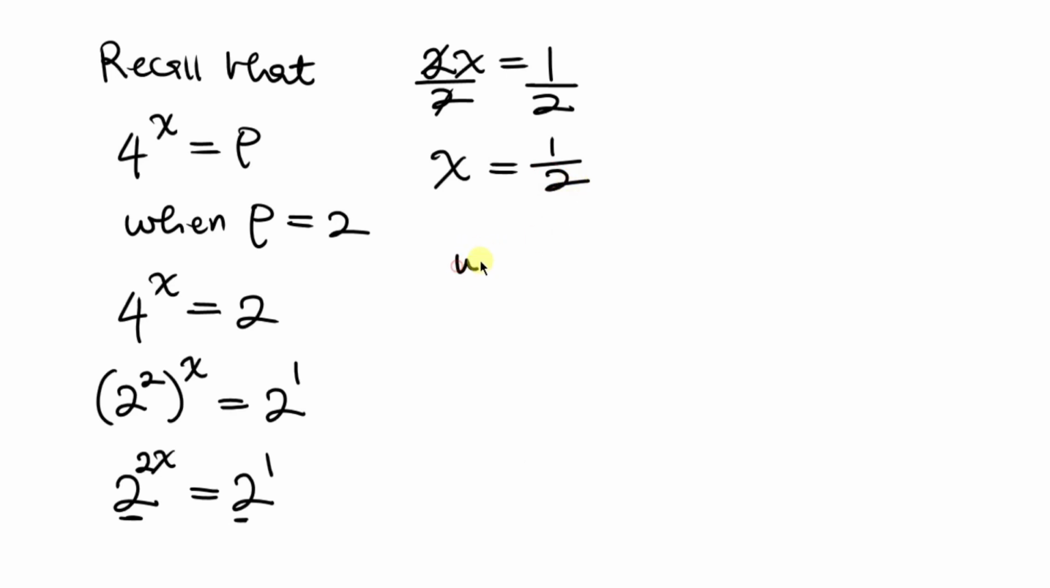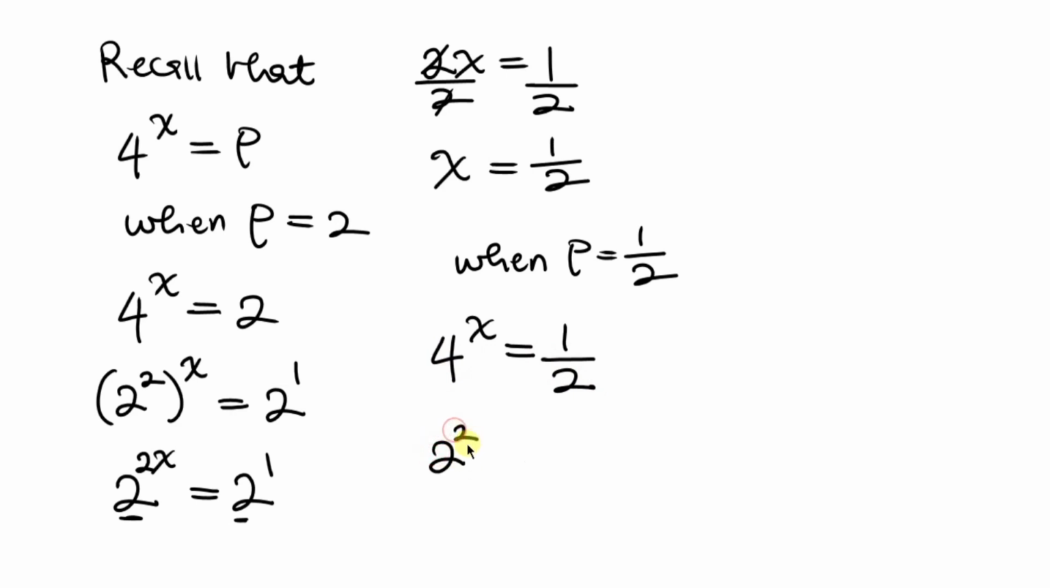Now let's get the value of x for the other value of p, which is 1 all over 2. We substitute that here. Here we have 4 to the x equal to the value of p, now 1 all over 2. 4 can be written as 2 squared, and this is raised to the x. This is equal to 1 over 2, which can be written as 2 to the negative 1.